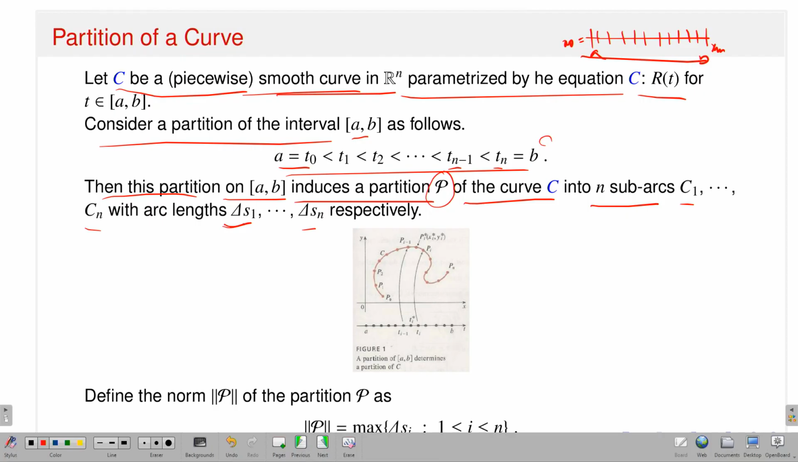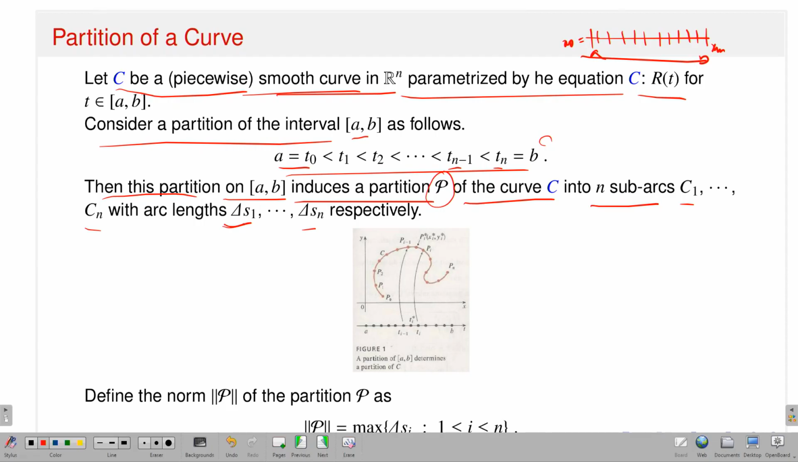So I want a partition of my curve. Now a curve is a map, which means it has a parameterization, a continuous function from some closed interval a to b into Rn, in particular R2 or R3. So I take a partition of the domain of the parameterization, and that induces a partition of the corresponding curve in Rn, or wherever I want to talk about.